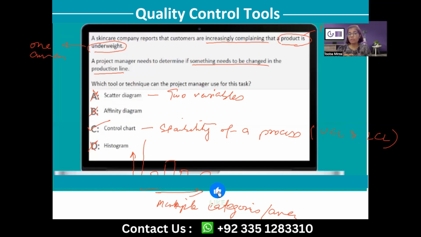So it's a control chart, which talks about the stability or instability of a process. If your product is really underweight as per the complaints, then the control chart is going to represent that in the next production. And if it really is a problem, you are going to know it based on your upper and lower control limit. If you see the process out of control after mapping that on the control chart, you need to go back to RCA or the cause and effect diagram. You need to fix it.